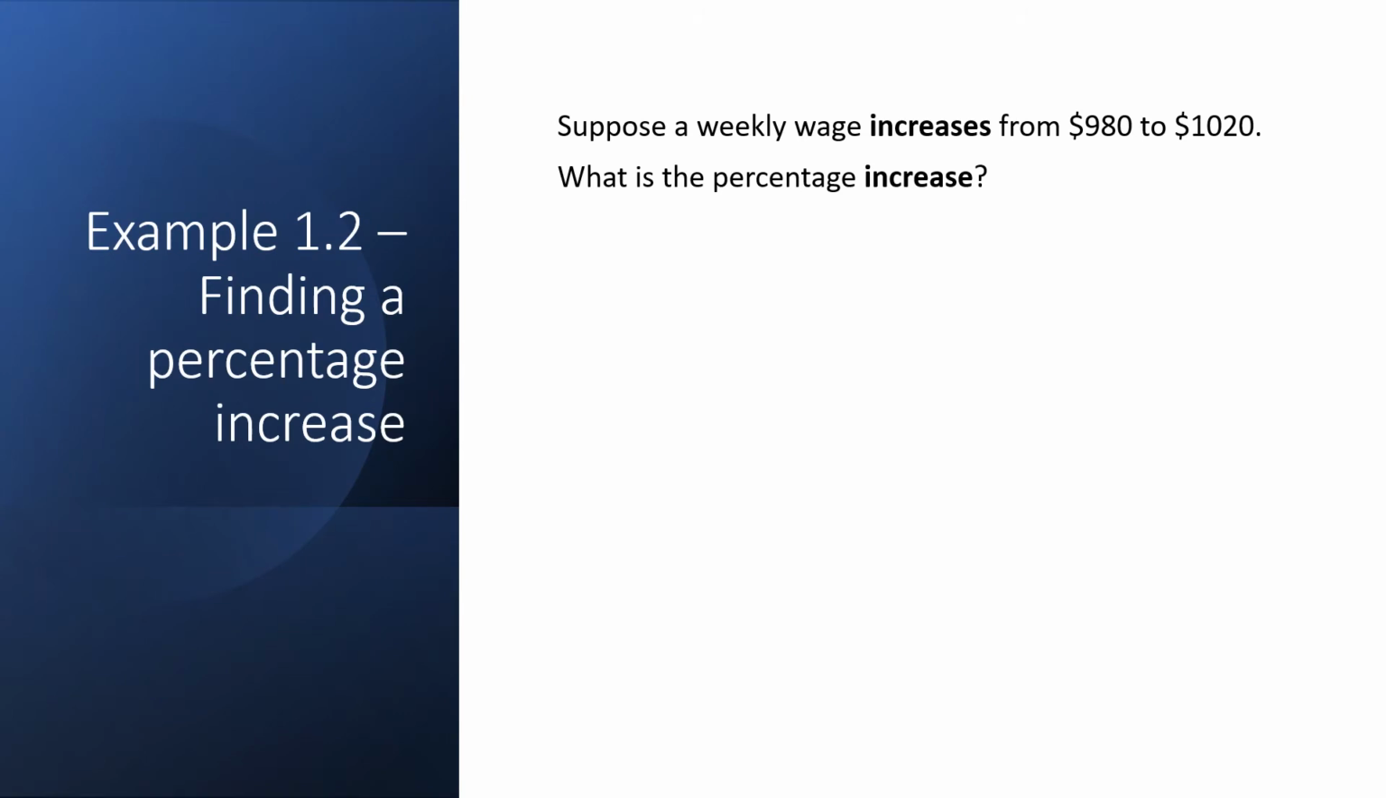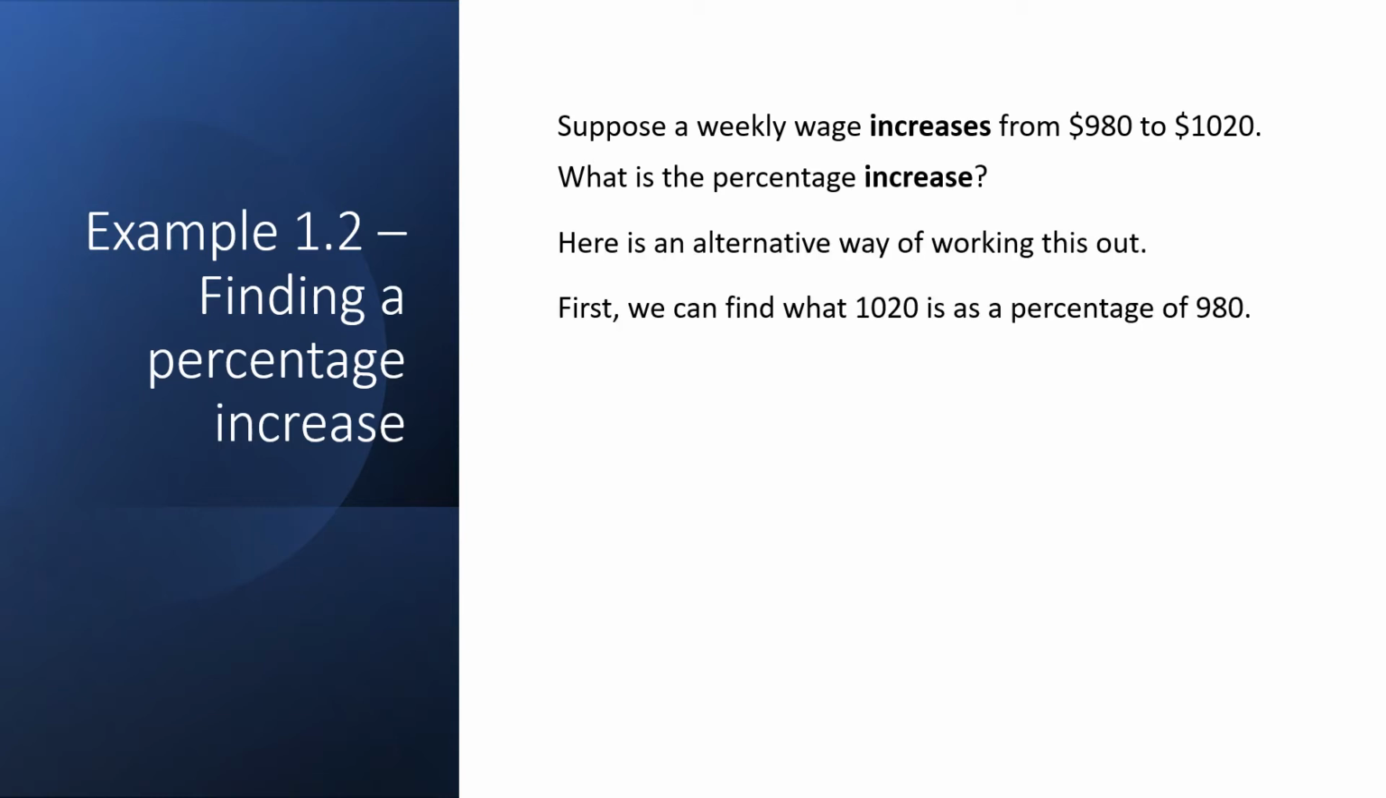Now I'm going to quickly go through the other way of solving this type of problem, and like in the other video, it's then up to you to decide which of these methods makes the most sense to you, and therefore which one you would prefer to use. In this method, we straight away work out what is the final amount as a percentage of the initial amount. So we put into our calculator 1020 divided by 980 and then multiplied by 100, and we get 104.08%.